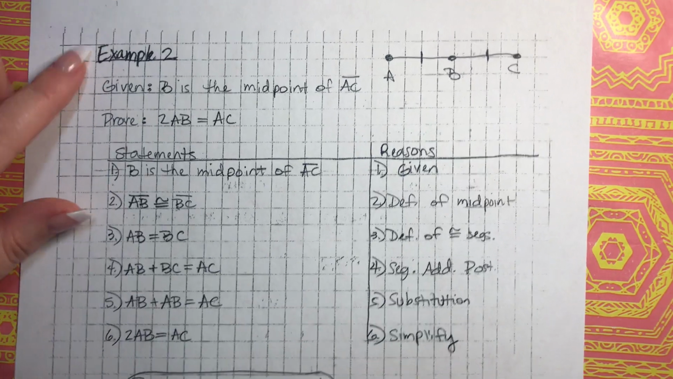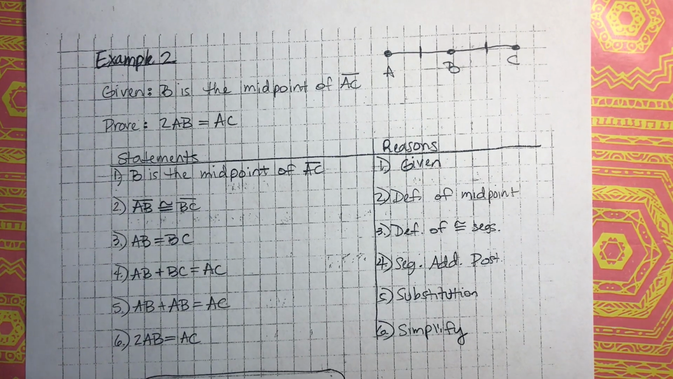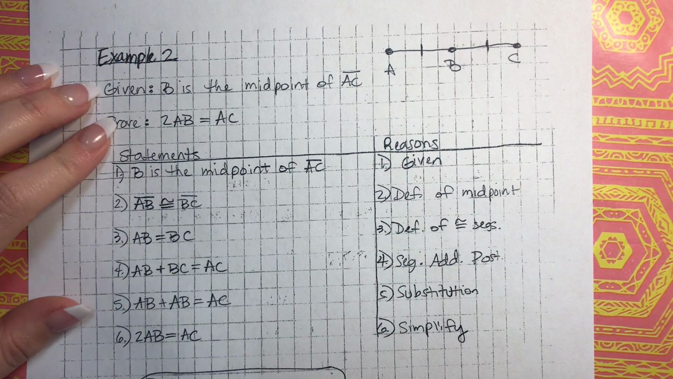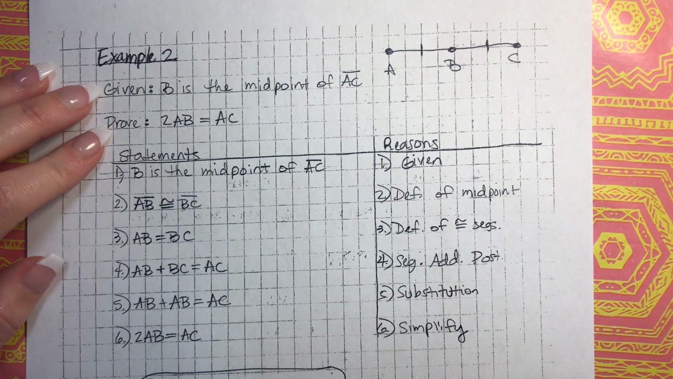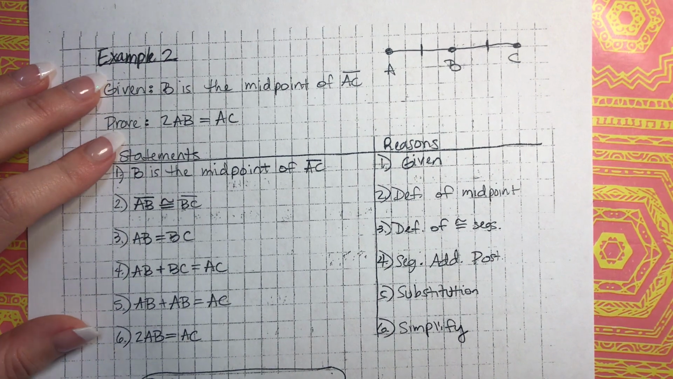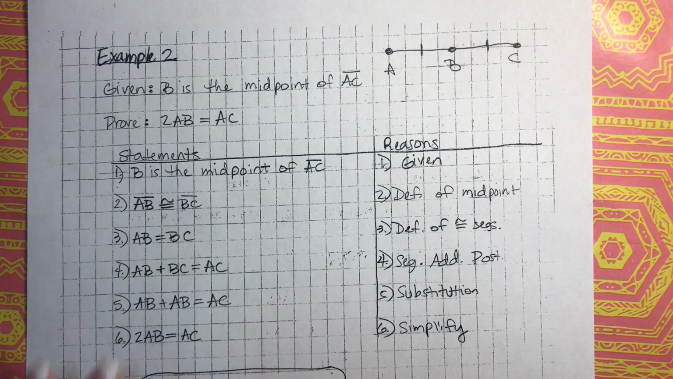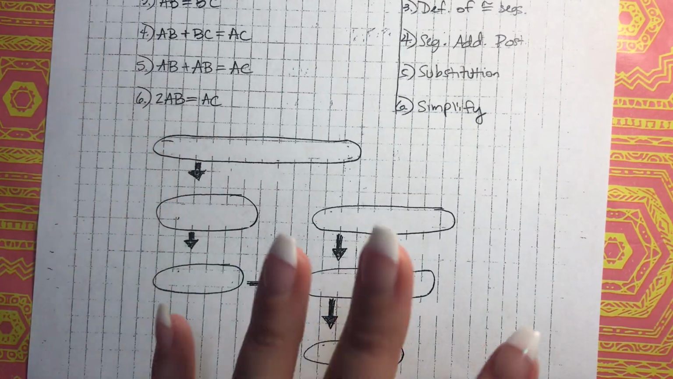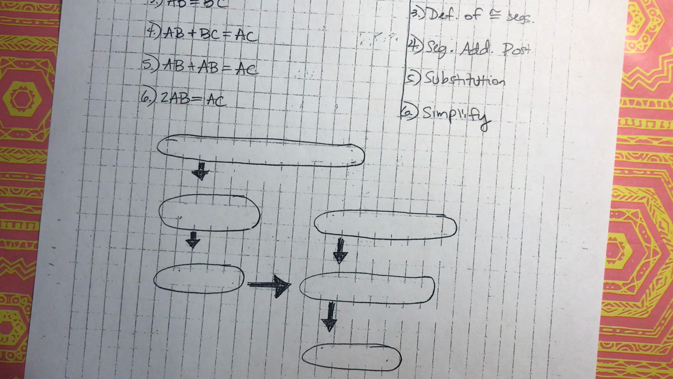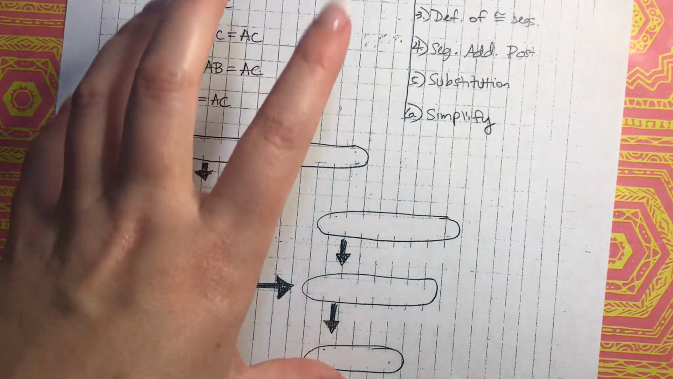All right, welcome back. We're going to look at example 2. What we have for example 2 is a proof. We're given this information, and we have to prove this. We are given a 2-column proof, and then we need to write it into a flow chart. So that's what we actually have to do for the problem.